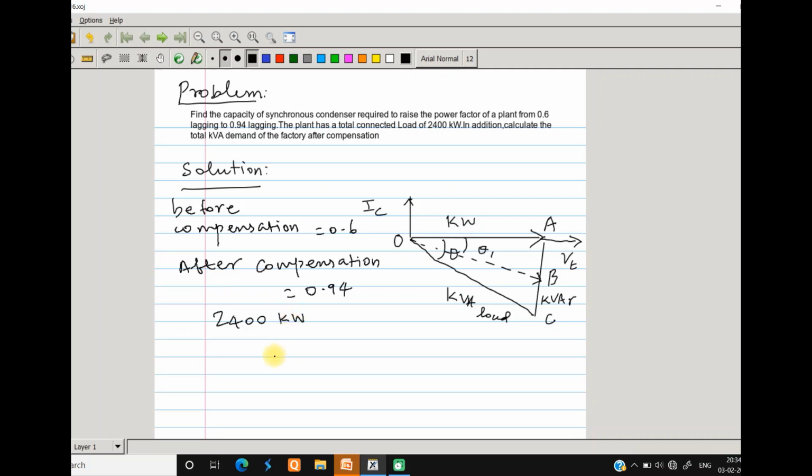So we can draw a power triangle over here. We have drawn a power triangle which has the active power, in phase with this VT, represented by OA, and the kVA load, that is the load required by this side, will be 2400 kilowatt.